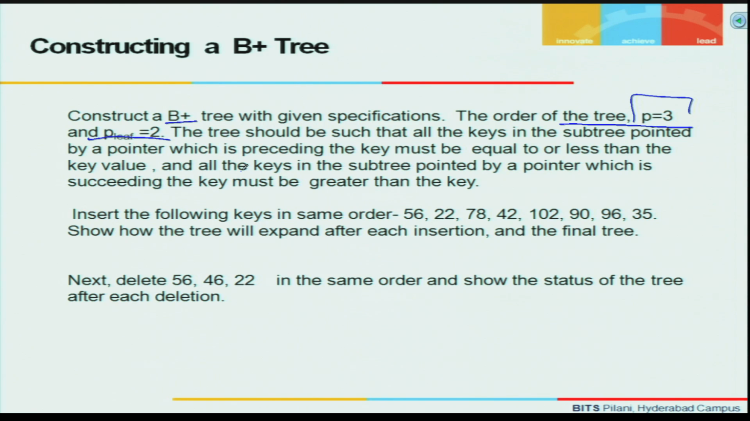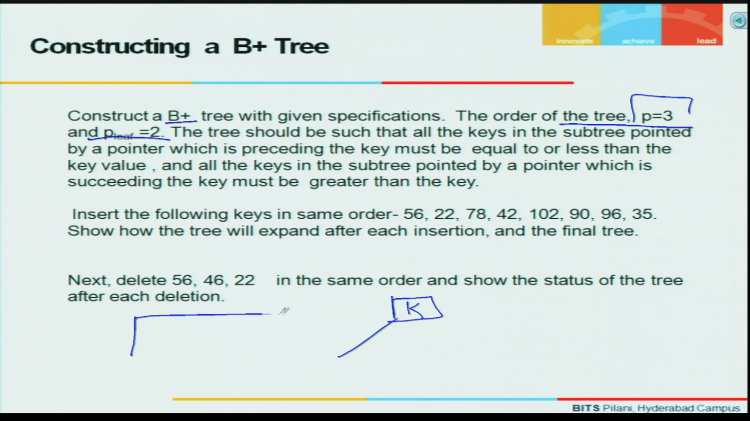The tree should be such that, suppose you take this as the node and this is a key, all the keys in the subtree pointed by a pointer which is preceding the key must be equal to or less than the key value, and all the keys in the subtree pointed by a pointer which is succeeding the key must be greater than the key value.